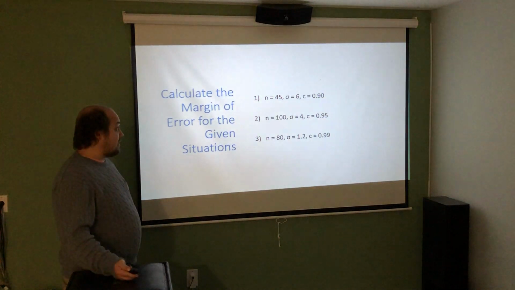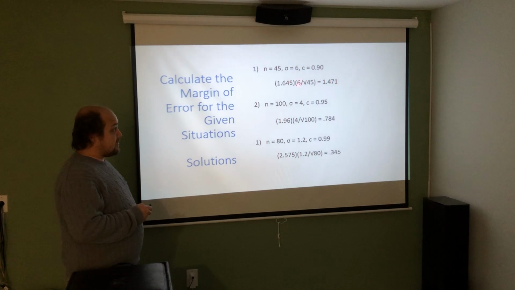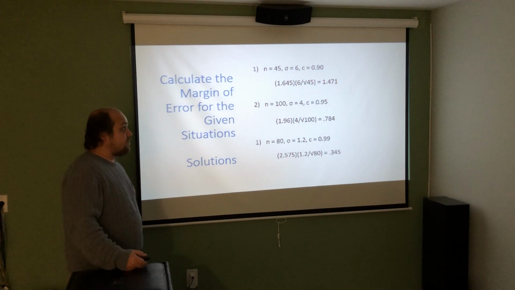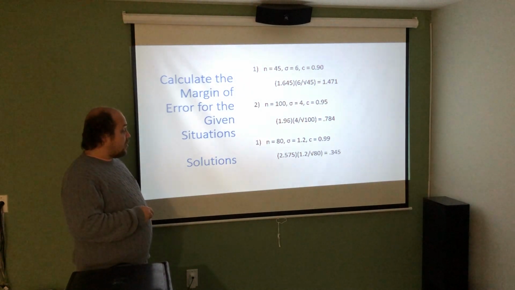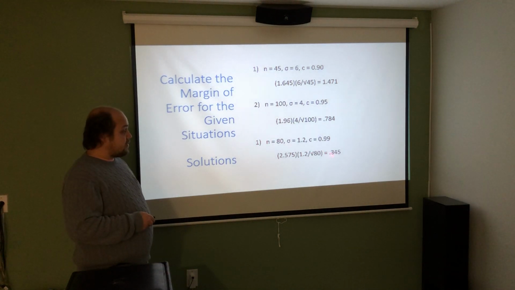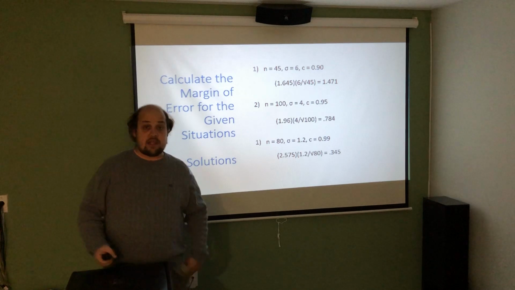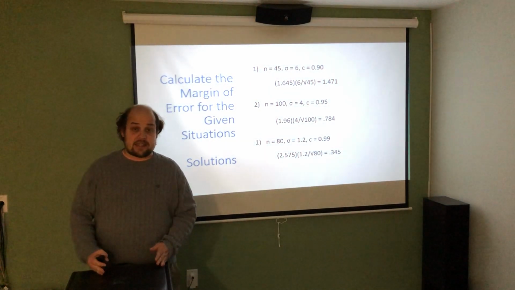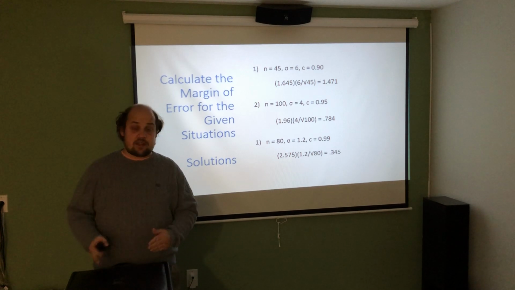Here's how all that math looks done out. 1.645 times 6 over the root of 45 gives me a margin of error of 1.471. The margin of error for the second problem turned out to be 0.784, and the margin of error for the third problem turned out to be 0.345. So the general idea here is these margins of error tell us how much to move off of the mean, both to the left and to the right.